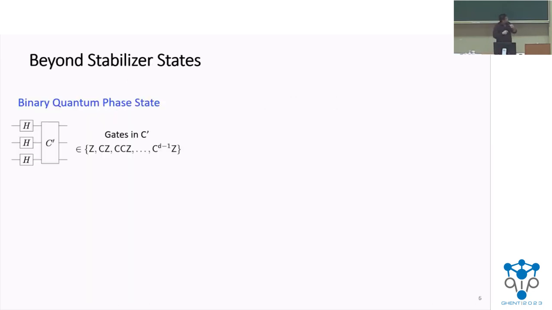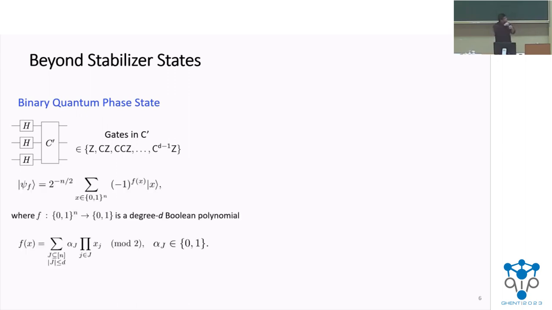Moreover, we'll be interested in what we'll call binary quantum phase states, where we not only let them be Z, CZ, CCZ, but we can have these controls over maybe D qubits. And then the phase state description, again, we'll have a phase of (-1) to the power F of X. Now, F will be a degree D Boolean polynomial, which we can write compactly, where J is a subset of the n qubits over which you have a monomial term, and alpha_J are the coefficients, which are either 0 or 1. And we have seen some examples of these.